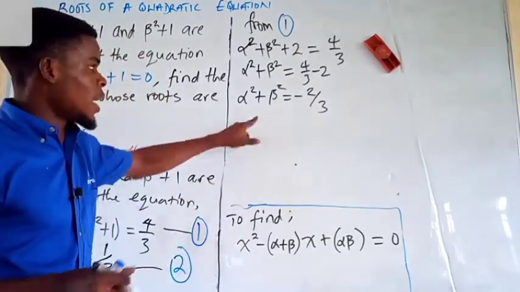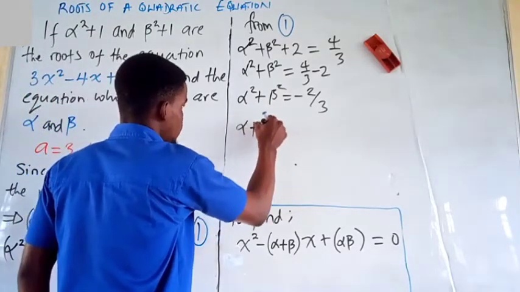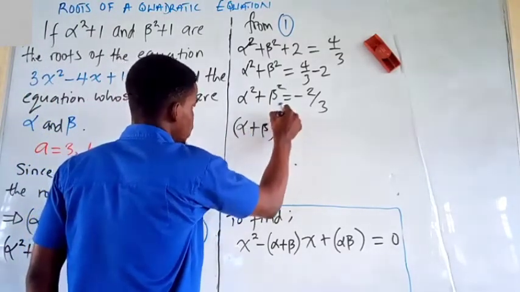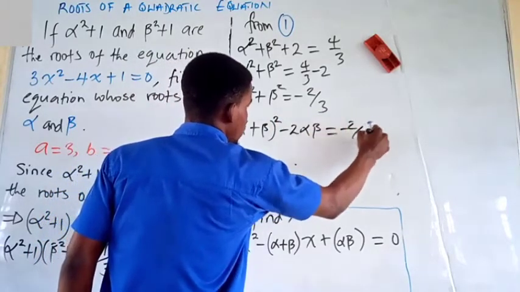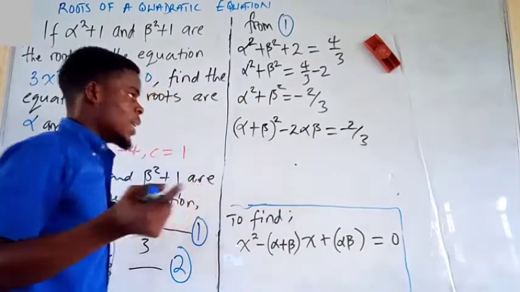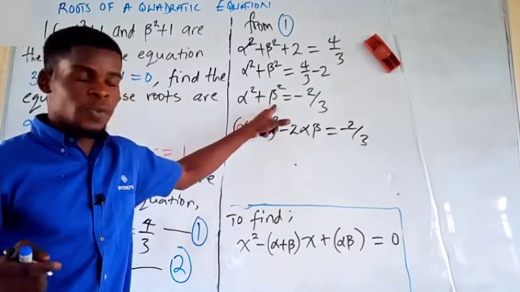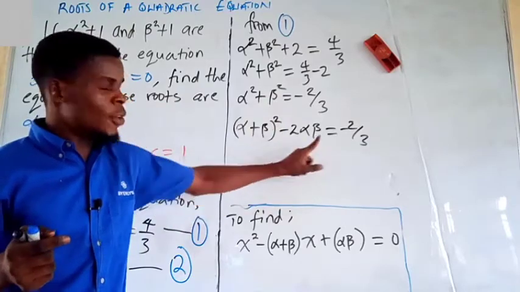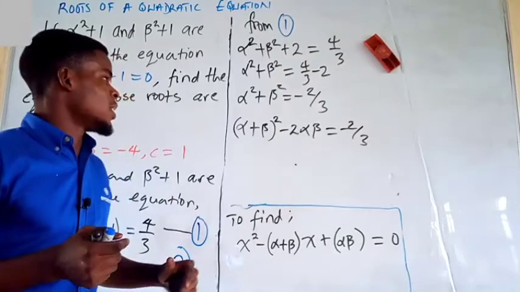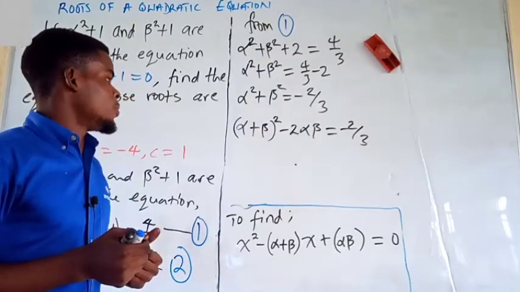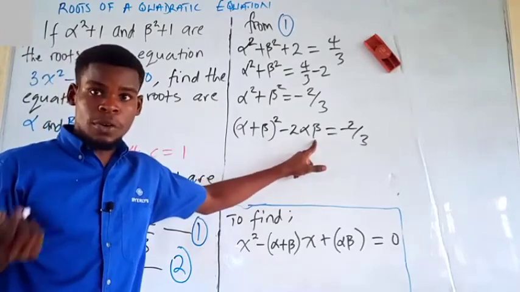So from here, I would like to go ahead and rewrite this as alpha plus beta all squared minus 2 alpha beta, and I call that negative 2 over 3. Now, if you expand this, you're going to have alpha squared plus beta squared plus 2 alpha beta minus 2 alpha beta, which will leave us with alpha squared plus beta squared. So that is just it. From here we can see this is the sum and this is just the product.